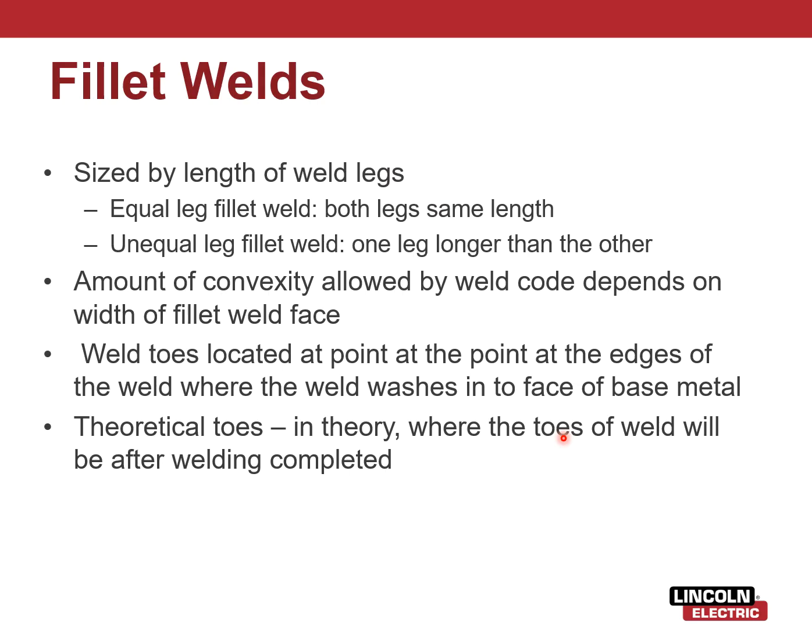So in theory, where the toes of the weld will be after welding is completed. If you're calling for a 1/4 inch fillet weld, there's the theoretical toe. That's where it should be. If you measure that T-joint at 1/4 inch on the vertical plate and 1/4 inch on the horizontal plate, that would be your theoretical toe. But your actual toe is going to be what it winds up with.